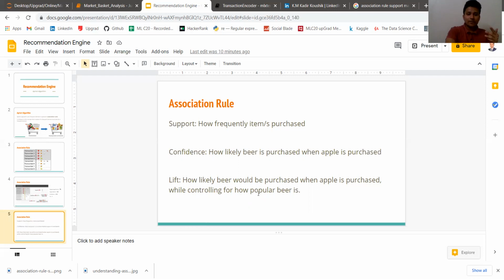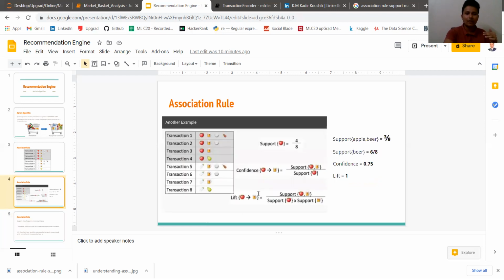For example, let's forget about beer. Mineral water, definitely, might be purchased with any item. We cannot say that if we buy a particular product, there's a high likelihood that water will be bought with it. This does not make sense. So what we understand by this is, if we control for the popularity of water, and we see if there is no relation, how do we understand whether there is a relation between that particular item and the item which is purchased? We can understand that by the score of lift.